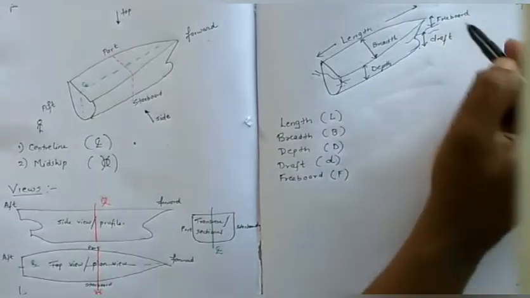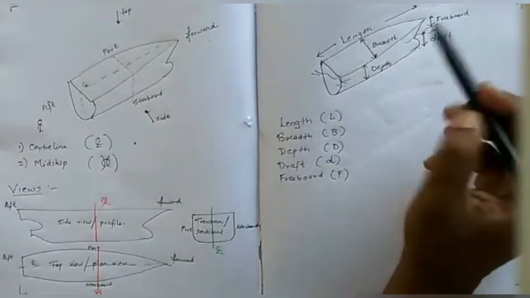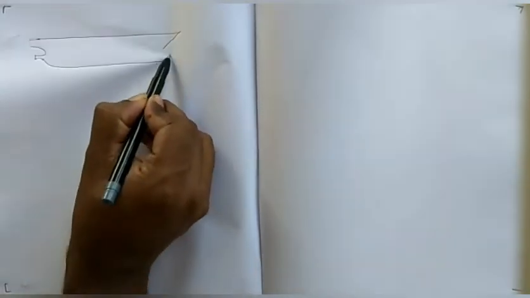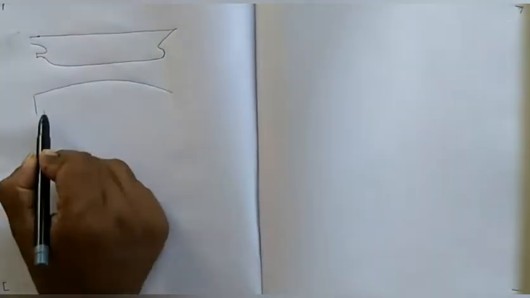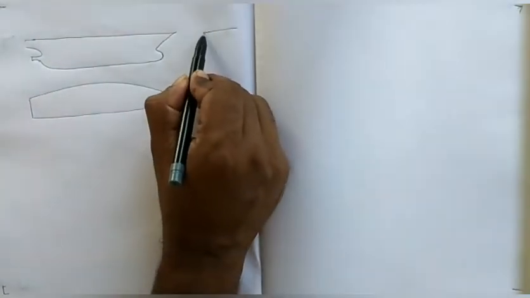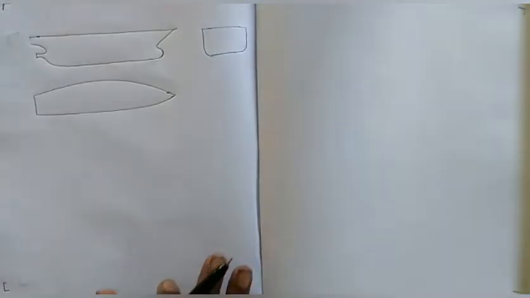These are the two terms you understood now. So what dimensions do we have? The length, the breadth, the depth, the draft and the freeboard. Let's put all these dimensions on the two-dimensional figure. This is the side view of my ship. This is the top view. The third view we have is the transverse view.